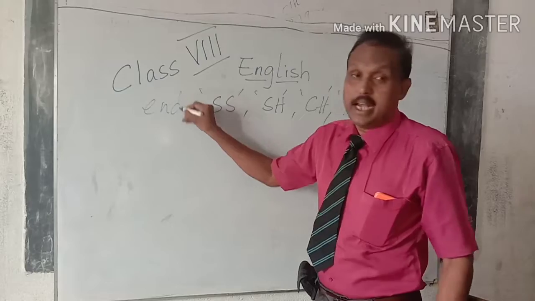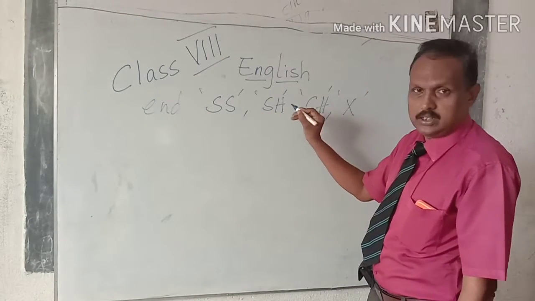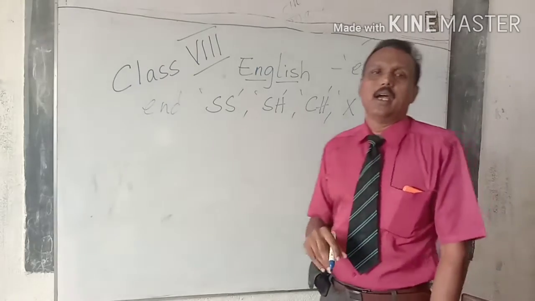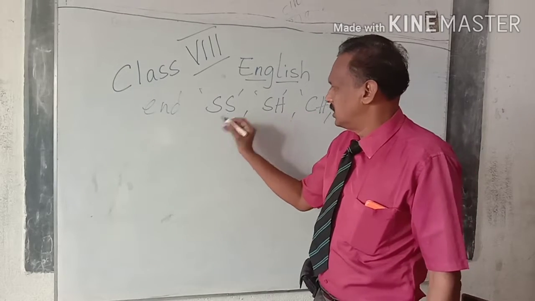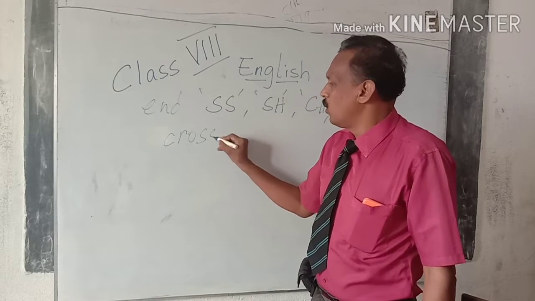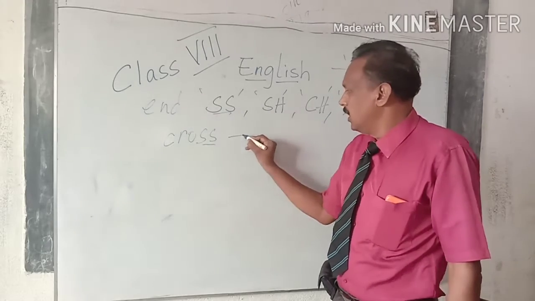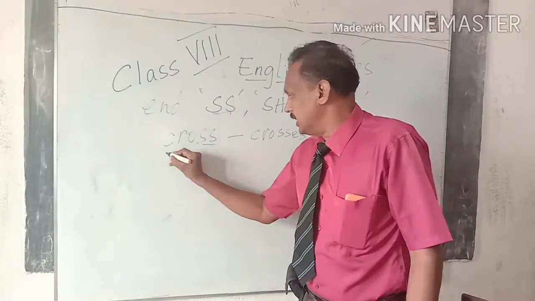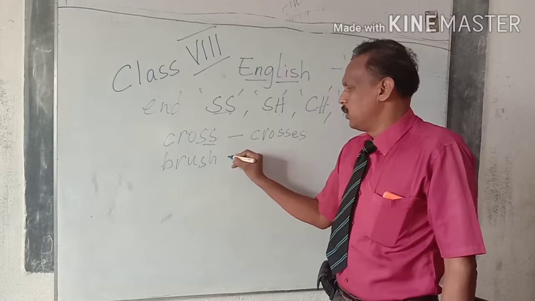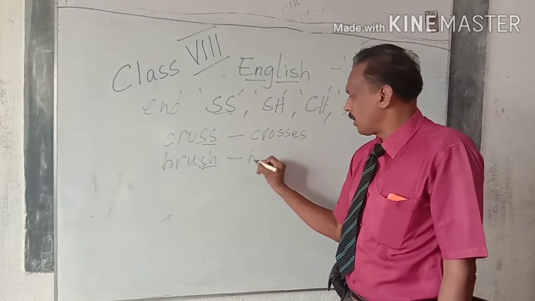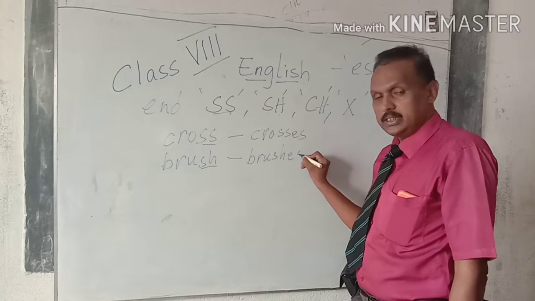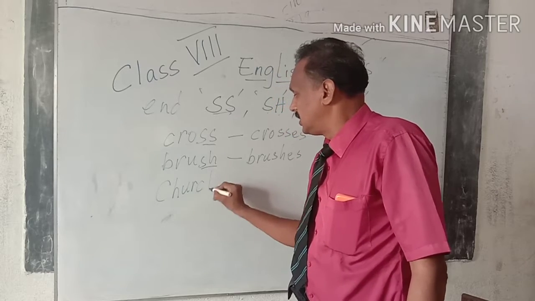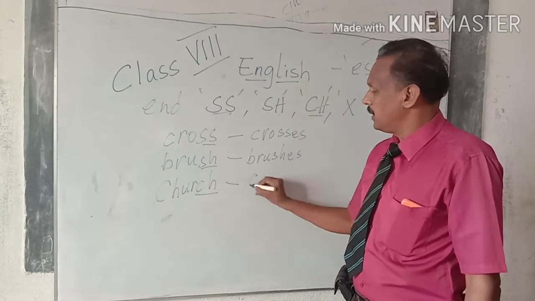If a noun ends with SS, SH, CH, X, usually it will take ES in its plural. For example, cross, CROSS. See, it ends with SS. So what will be the plural? CROSSES. Now what ends with SH? Brush. You might have heard about a brush. Ends with SH. So what will be the plural? BRUSHES. Now ends with CH. For example, church. Ends with CH. So what will be the plural?